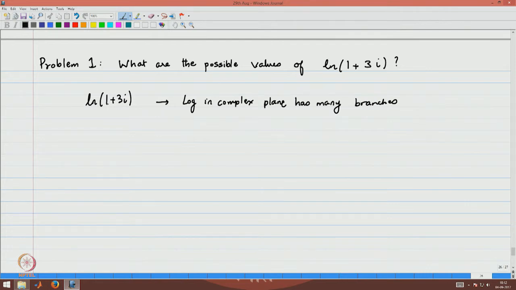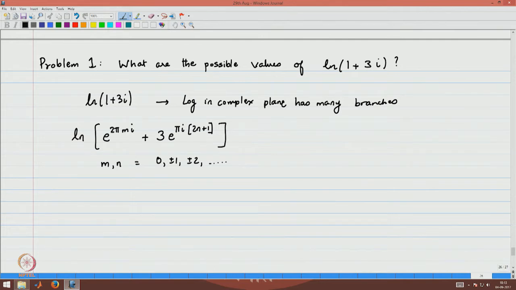What we will say is that 1 I can write as e to the 2 pi m i, plus 3i I can write as 3 times e to the pi i times (2n plus 1), where m and n go from 0, plus minus 1, plus minus 2 and so on. And you are going to take the logarithm of this.